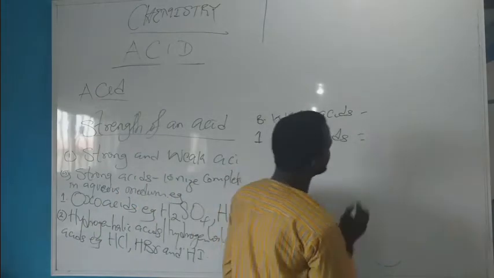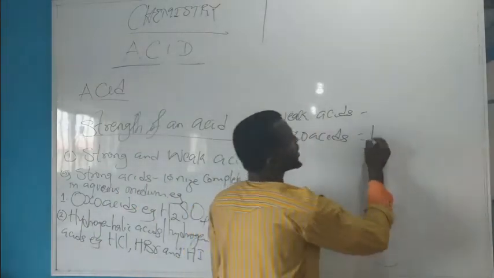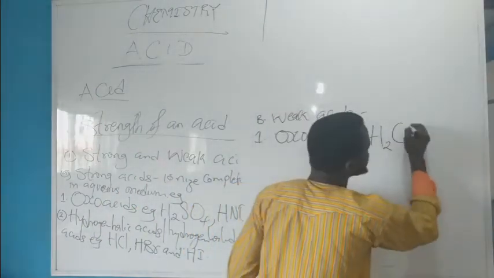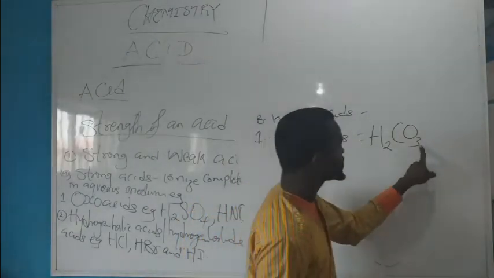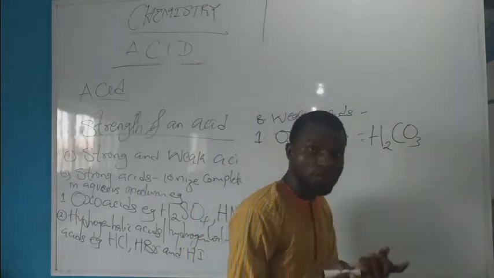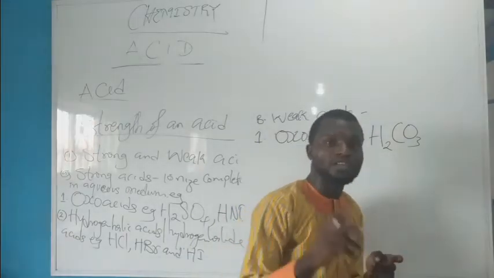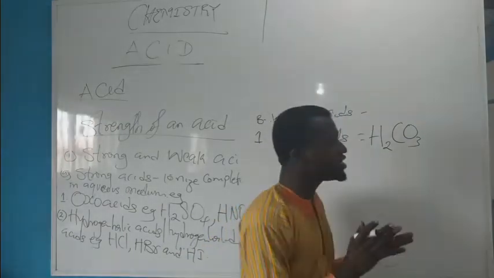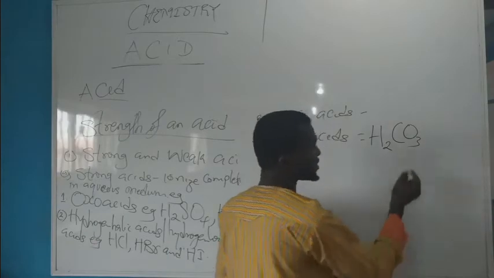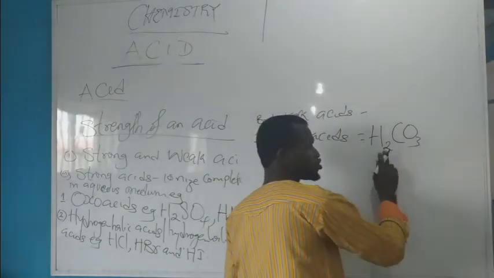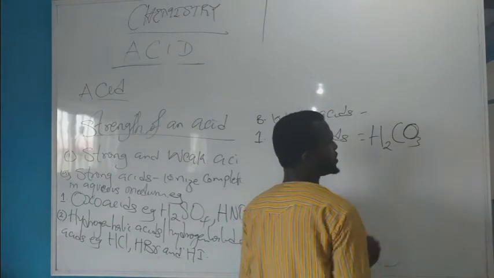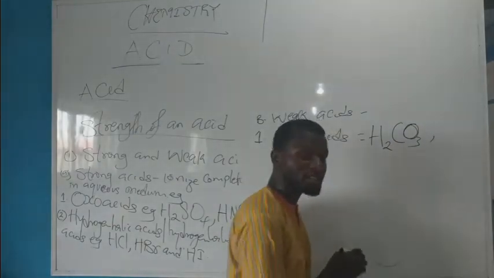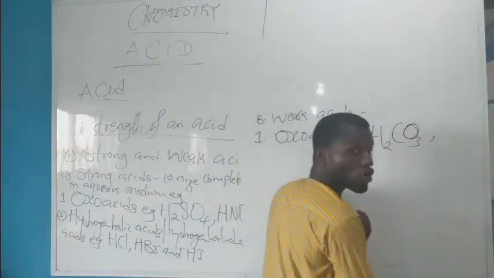Example of weak oxo acid: carbonic acid or trioxocarbonate 4 acid. The difference here, this is 3, this is 2. The difference is 1. The rule says if it is less than 2, then it is a weak acid. The discrepancy here is 1. Therefore, this carbonic acid is considered a what? A weak acid.